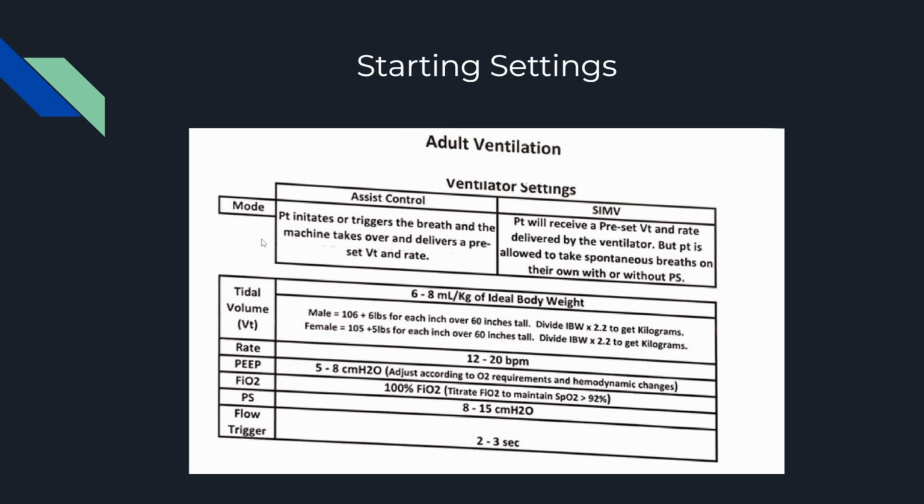And you just go from top to bottom. Mode: you can do assist control or SIMV like we talked about. You are going to want to set your tidal volume, assuming you're in volume mode. This is for volume mode, not pressure mode. For volume mode, 6 to 8 milliliters per kilogram, and then this is the important part, of ideal body weight. This is not the patient's weight.